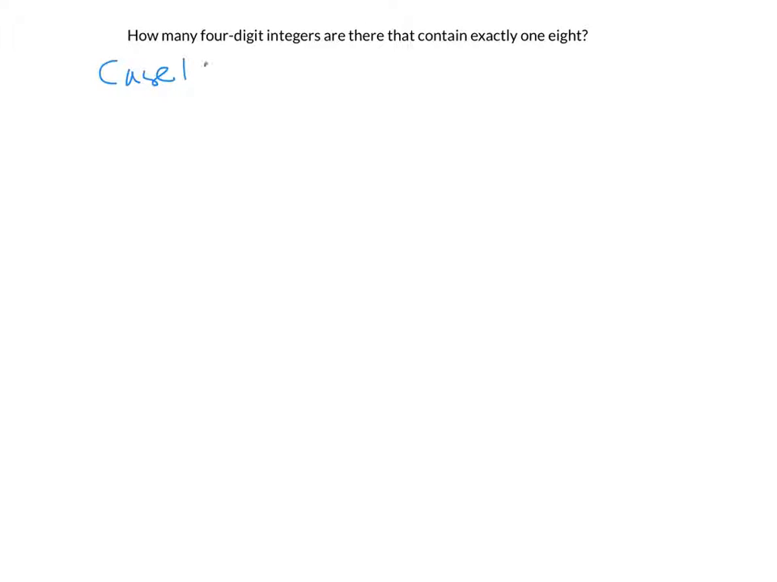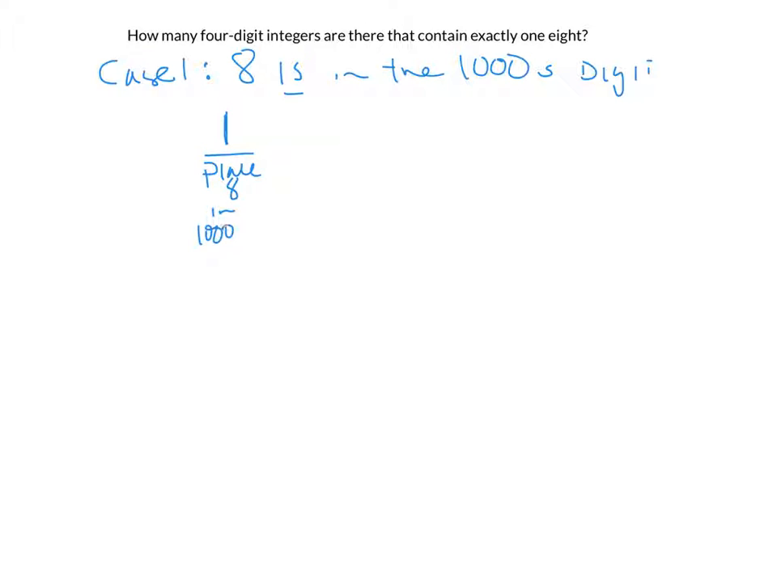So case 1 is 8 is in the thousands digit. Okay, so that means in case 1 you have one choice for what you're going to put there. We've already chosen an 8. So place 8 in thousands digit. Okay. What that means is we've already used up our 8, but for every other digit we have 9 possibilities of what can go there.